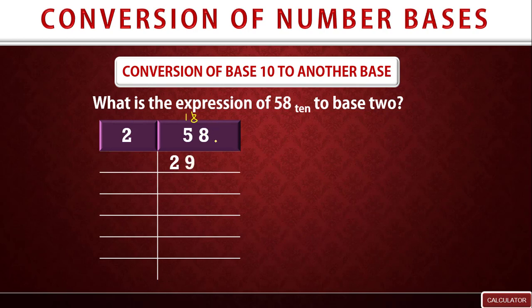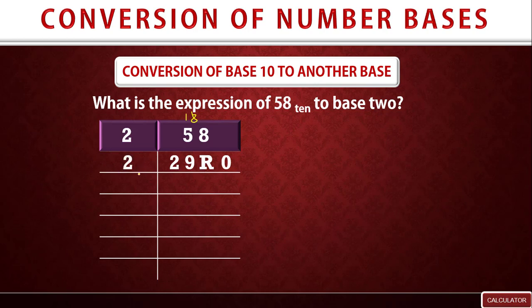So since this 8 is the last digit there, 2 goes in 18 without any remainder, so we write remainder 0. Okay, the next one now, we also have to divide this 29 by 2. You know, we are dividing repeatedly by the base 2.